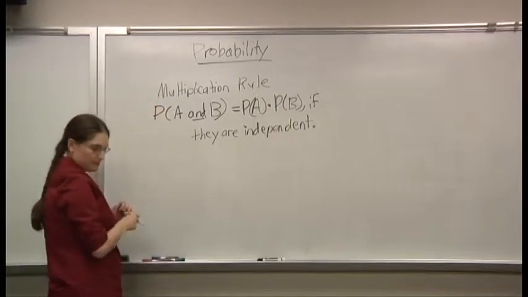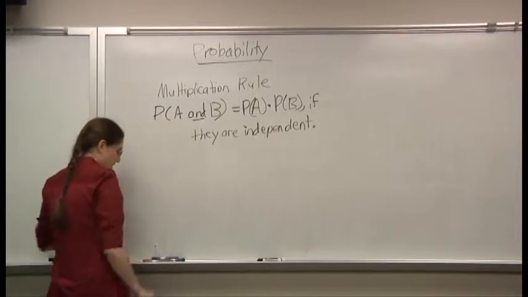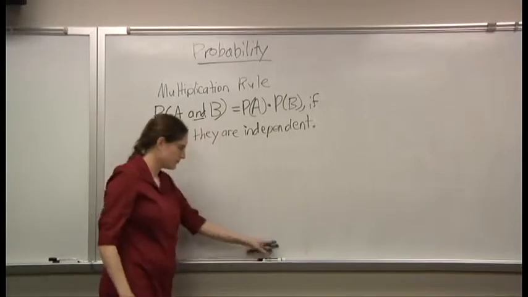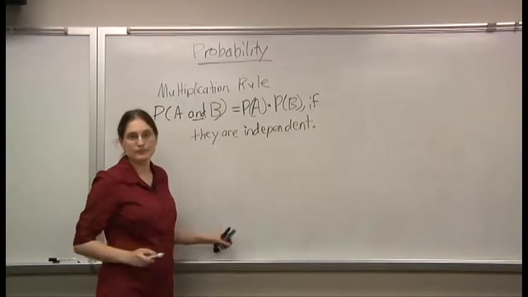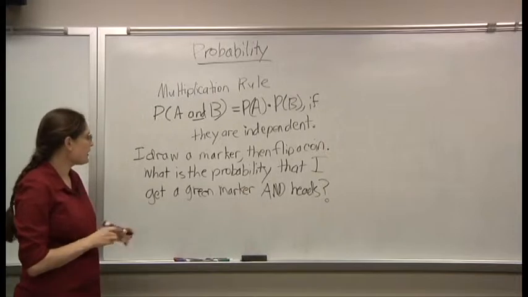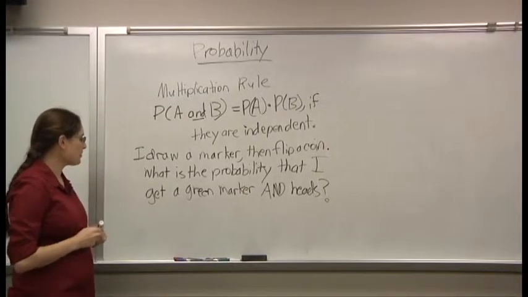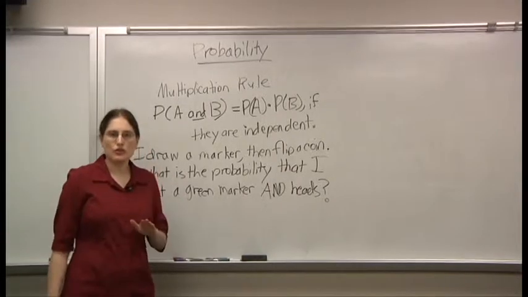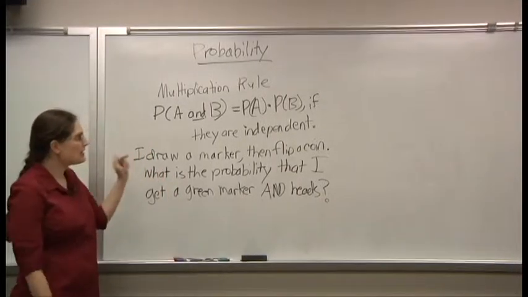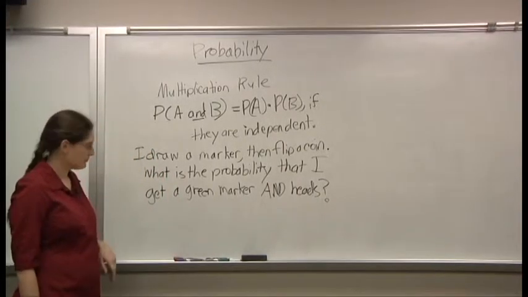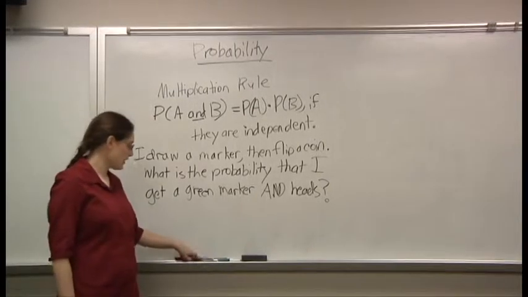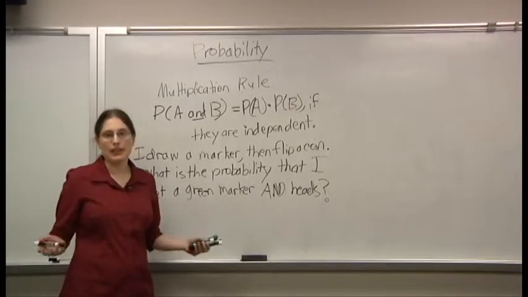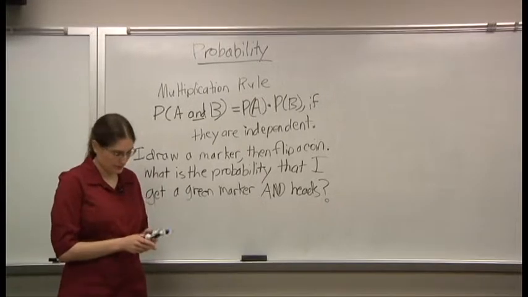For example, remember my markers? I have 6 of them. I draw a marker, then I flip a coin. What is the probability that I get a green marker and heads? First question, are these independent? Sure, which marker I draw doesn't have any effect on a coin flip.